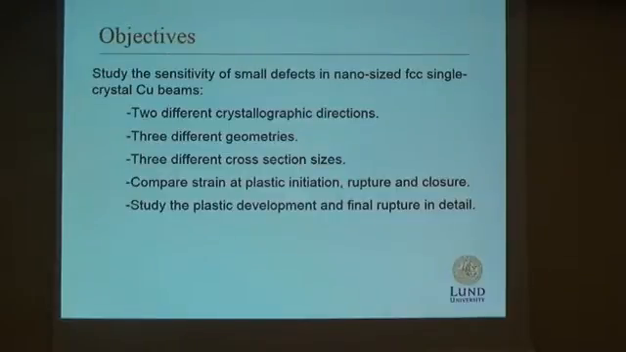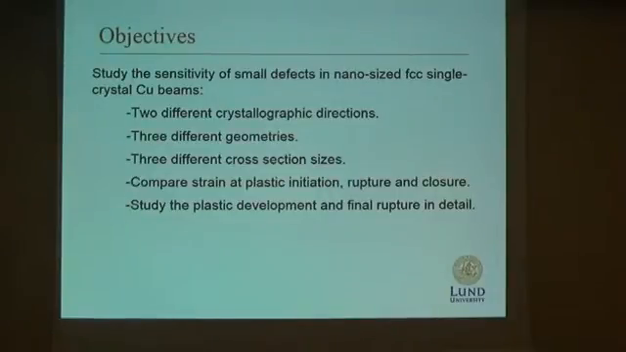beams. And we have looked at two different crystallographic directions to see how that will influence the result. We have also looked at three different geometries. One geometry where we have a solid beam without any defects, and then two different types of defects, an edge defect and a void in the center of the beam. We've also looked at three different cross-section sizes to see how the size of the beams will influence the results.